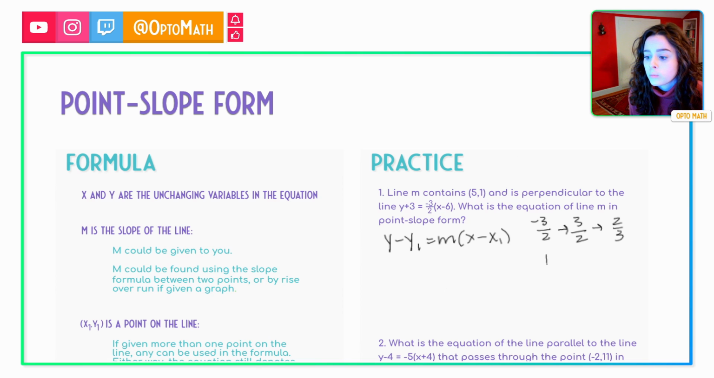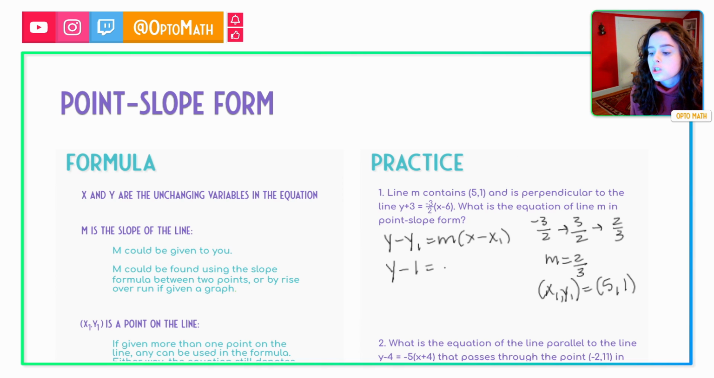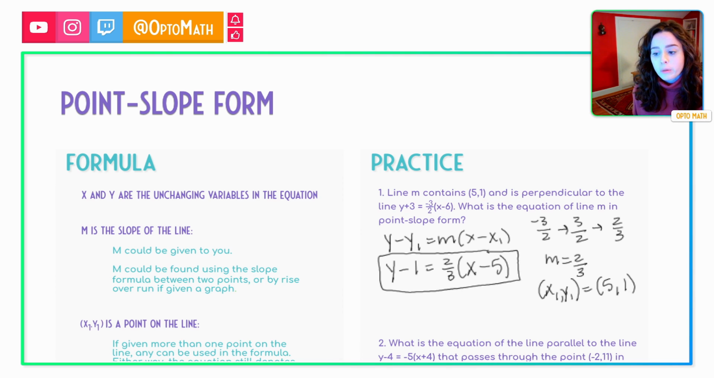We have our slope, which is 2/3, and we have our point. It's x1, y1, and that is 5, 1, because that's one of the points on the line. Remember, we can use any point on the line. So now we simply substitute y minus this y value. Notice I put the minus before I even looked for my y value to make sure I don't mess up. So that's a good thing to do. So y minus 1 equals the slope, which is 2/3, times x minus the x value, which is 5. And that's it. That is the equation of line M in point slope form, and it's perpendicular to that given line.